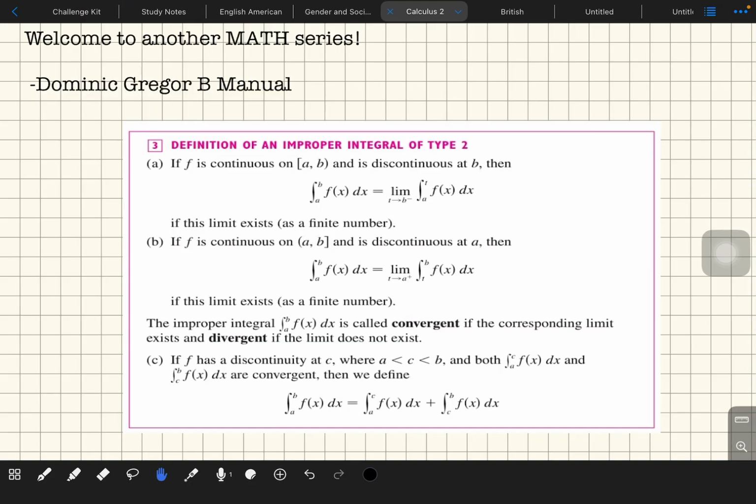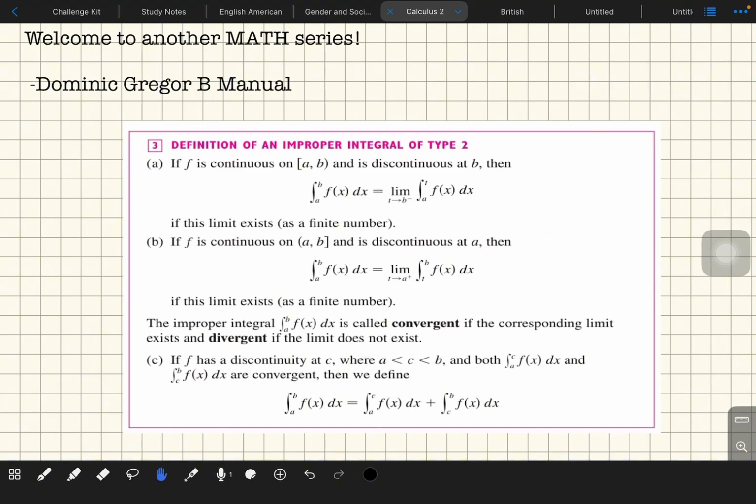Our topic for today is all about the improper integral of type 2. We all know that we tackled improper integral type 1 before. So now let's proceed to improper integral of type 2. Here are the definitions that we need to know.